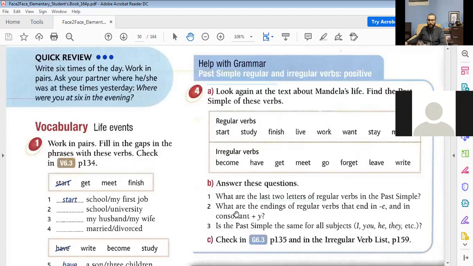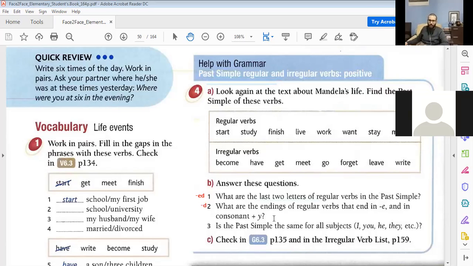And what about the verbs which end with E? What do we do for them? For example, like live. How do we change them to the past simple? We only use D, right? Yes. So let's write these. For regular verbs, we add ed, and if the verb has E, then we just add D.